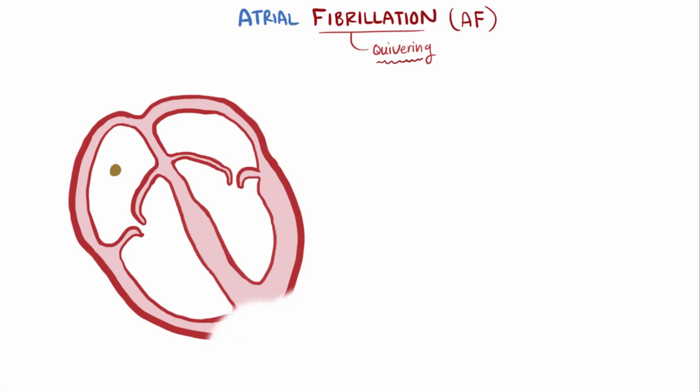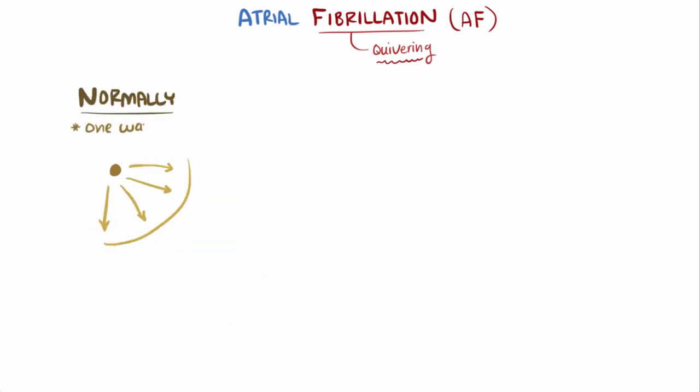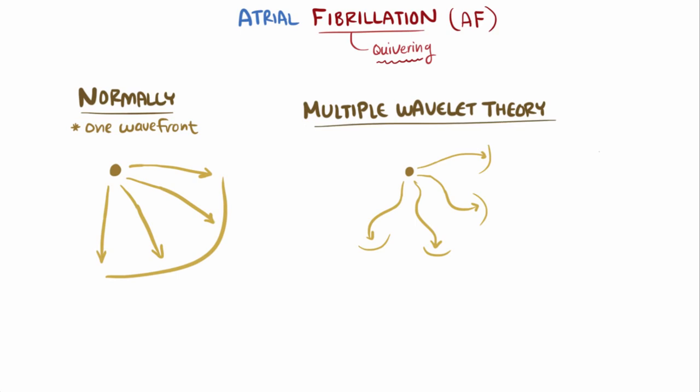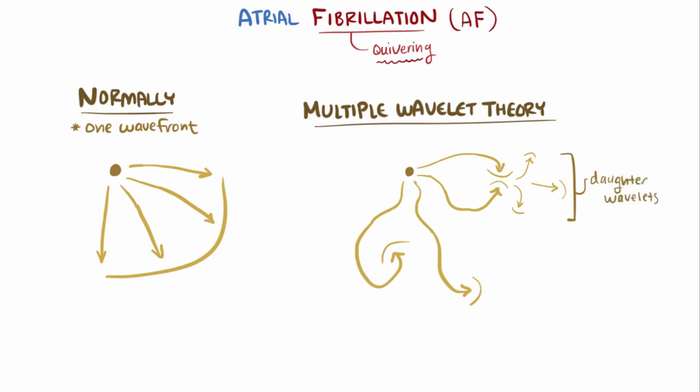Normally, with tissue that's the same, you'll get essentially one wavefront of conduction that moves through the atria. With different tissue properties, multiple wavelets are thought to develop, called the multiple wavelet theory. These wavelets conduct randomly around the atria, sometimes colliding and creating new daughter wavelets.